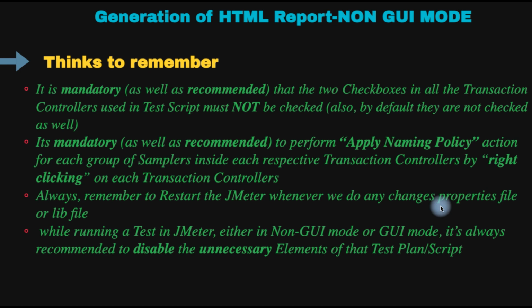It is mandatory to perform the apply naming policy action for each group of samples inside each respective transaction controller by right clicking on each transaction controller. If you make any changes in the properties file or lib file in JMeter, the recommendation is to restart JMeter, otherwise the changes will not be reflected.